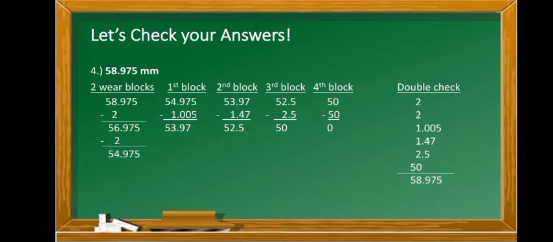So, 52.5, our remaining length, minus 2.5, the third selected block, is equal to 50. So, we now have 50 as the remaining length. Minus 50, the fourth selected block, will result in 0. So, double check by adding all the selected blocks, including the two wear blocks.